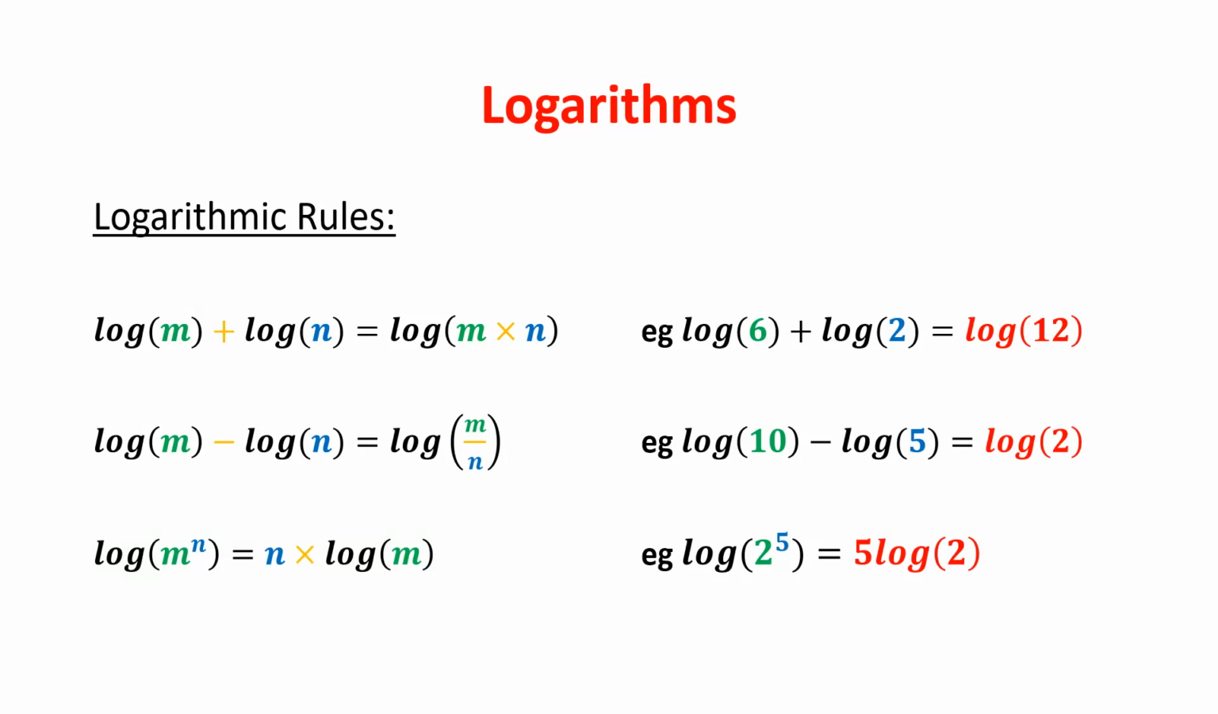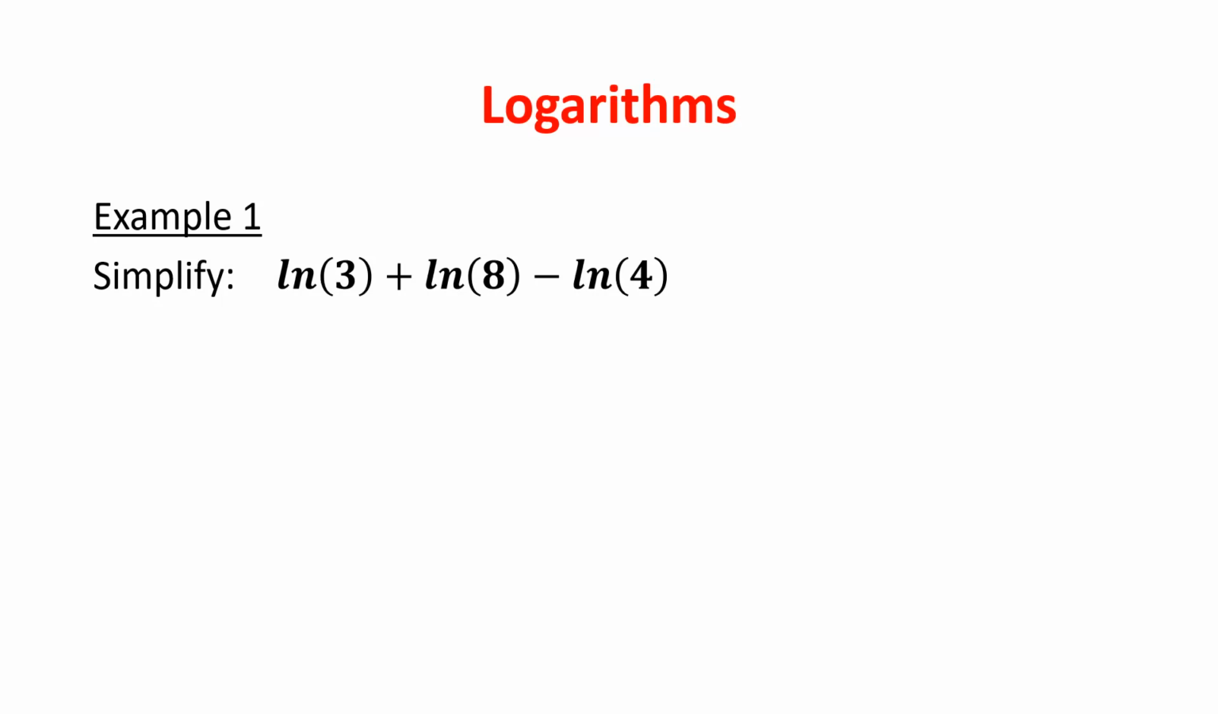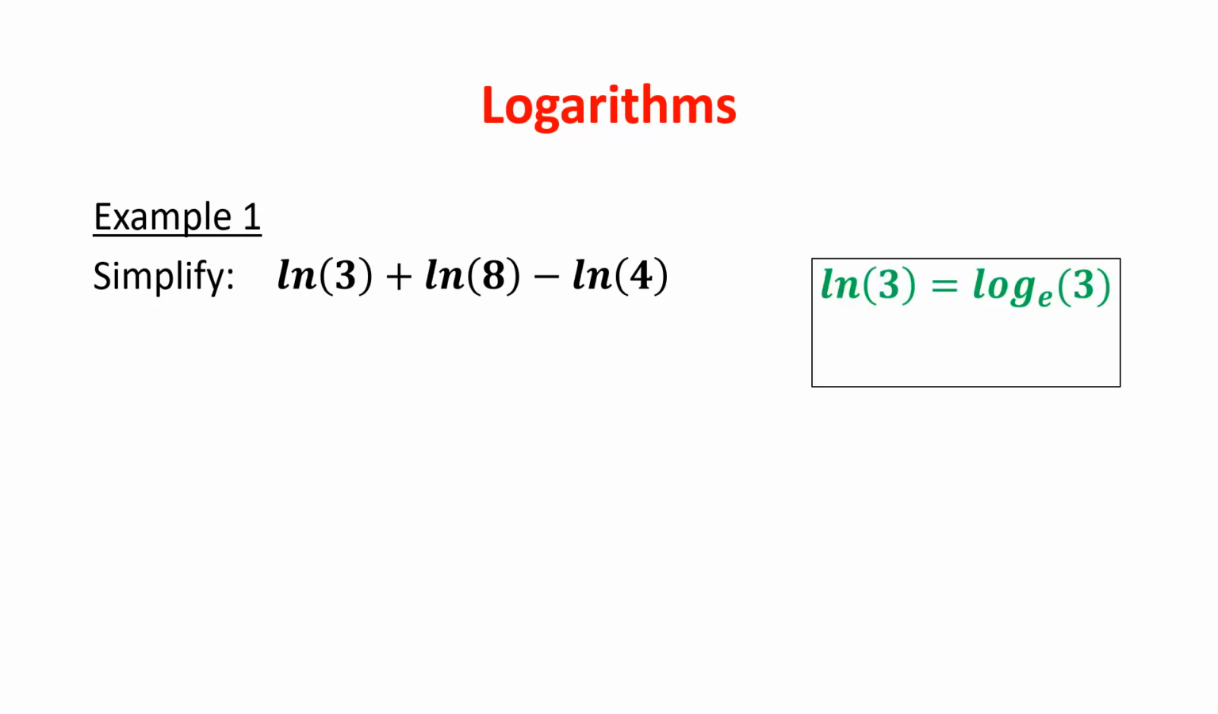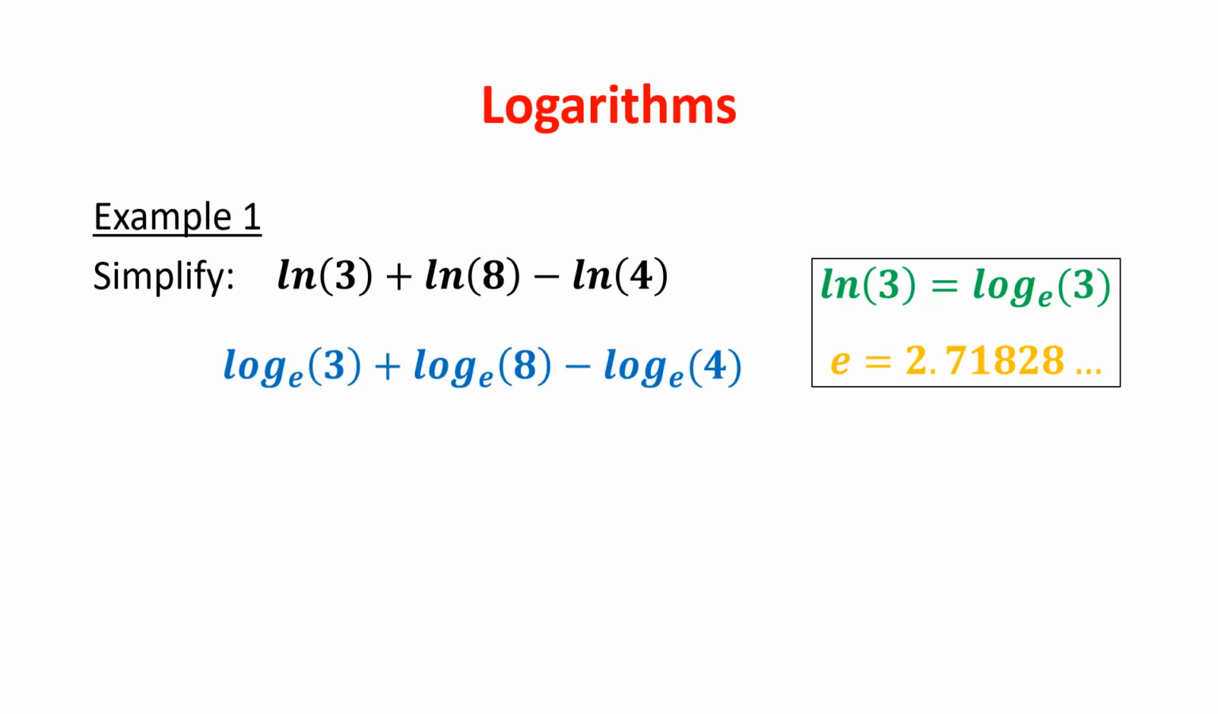So let's show you them and do some examples to help practice. So here's example 1. Simplify natural log of 3 plus natural log of 8, subtract natural log of 4. Now we know the natural log of something is log in base e. And e is that weird, very famous, very important number. So really we could write this problem as log in base e of 3 plus log in base e of 8 and so on, but we're not going to because we know natural log means log in base e.